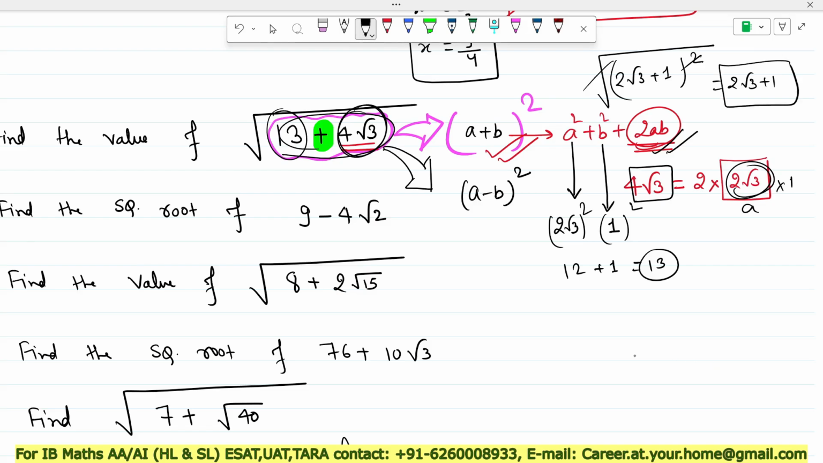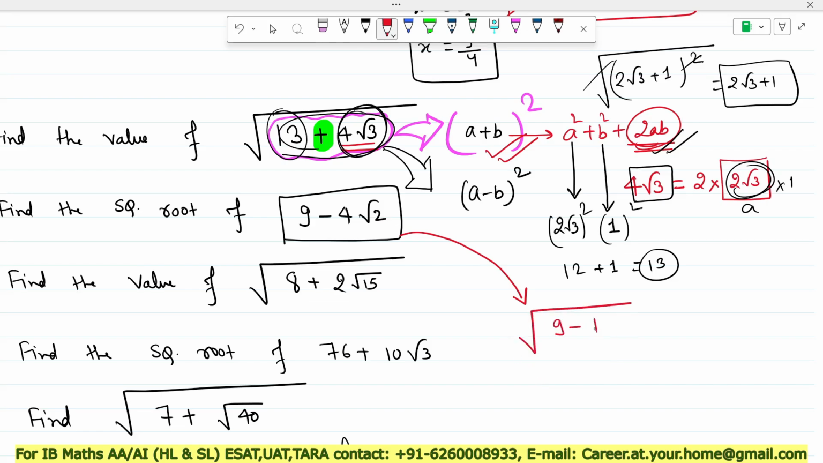Sure? Yes, yeah. So please try for the second one. Please see, this is based on your capability of adjustment. I have told you many times that mathematics is nothing but adjustment, right? We have to do the adjustment all the time. So please try to solve this one now. We have to find the square root of 9 minus 4 root 2. So anyhow we have to write this one as a perfect square.